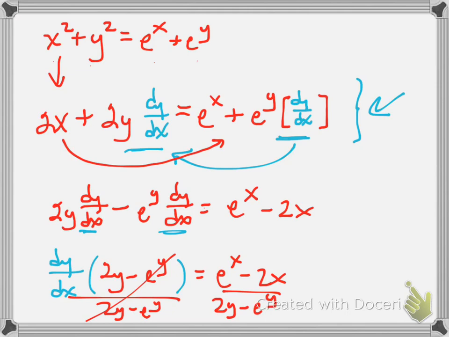And I get e to the x minus 2x over 2y minus e to the y. So I understand that it's confusing. This is not an easy thing to learn via video. So obviously we have to go through this together, but we're just trying to make sure you see different examples of the process of implicit differentiation and things we have to remember.